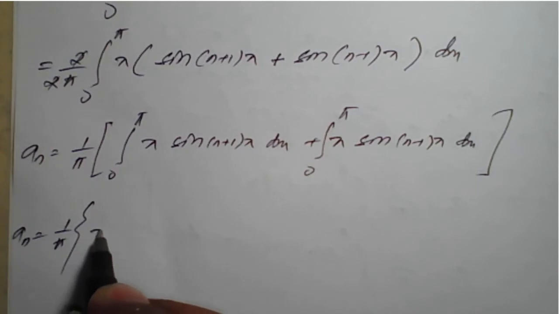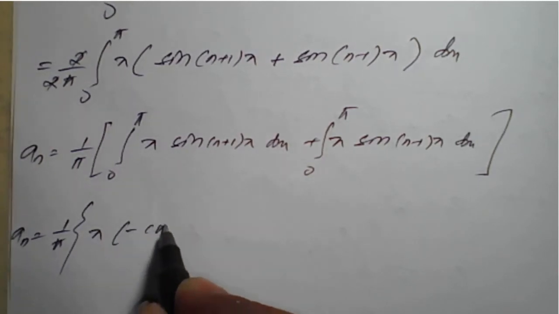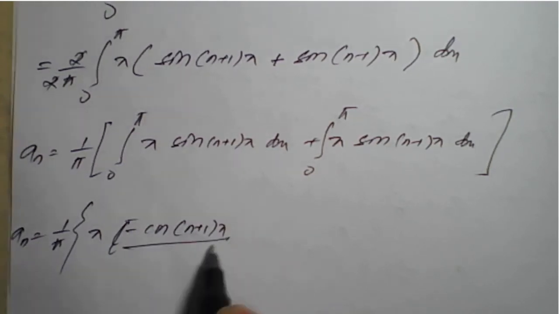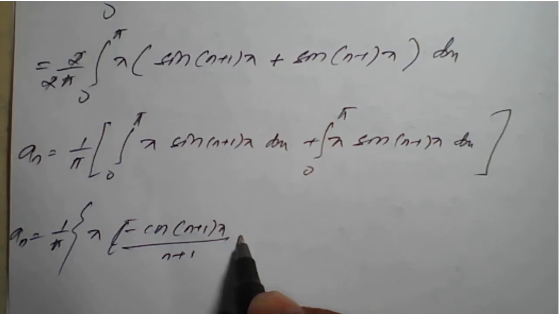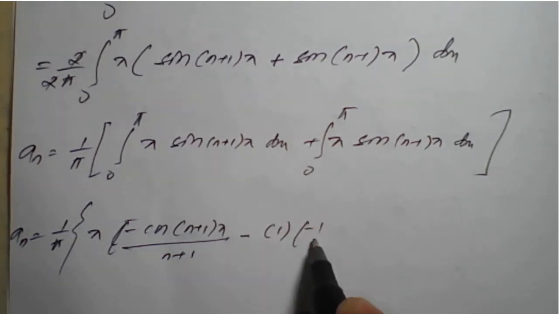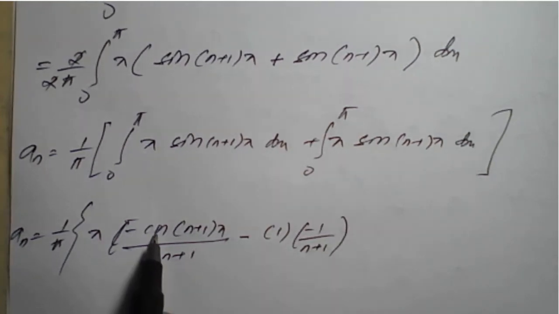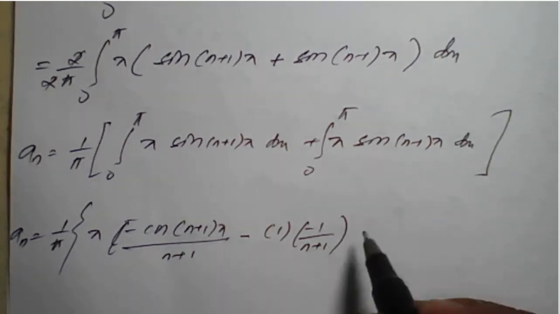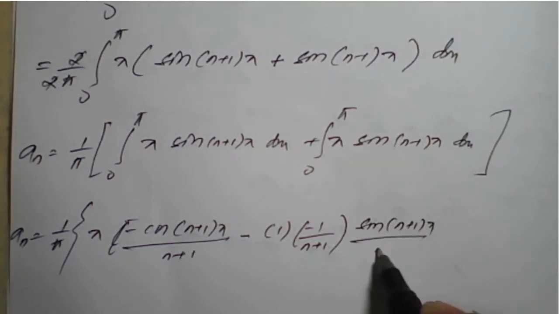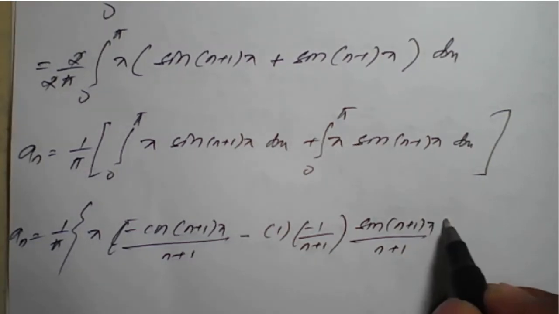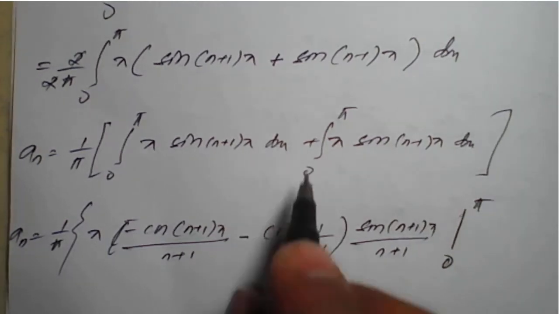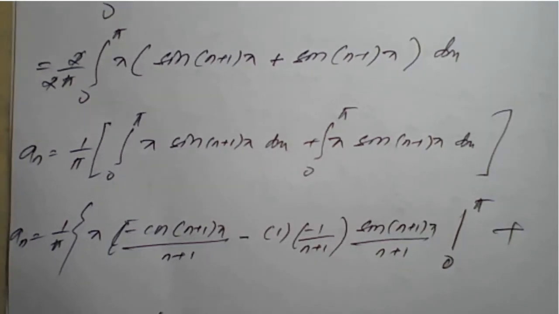So on applying, keep x as it is, integration of sine is minus cos of (n plus 1) x divided by n plus 1. Formula: minus differentiation of x is 1, this minus 1 upon n plus 1 you carry, integration of cos is sine of (n plus 1) x upon n plus 1. So this is the first integral, that is limit from 0 to pi, plus the second integral.